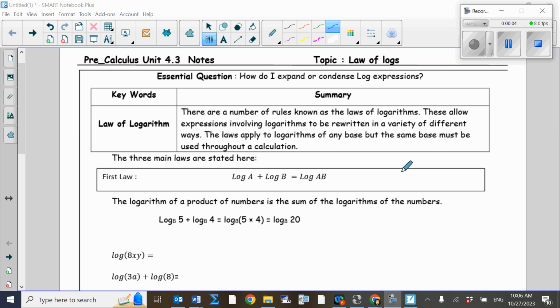Hi everyone. Today we're going to learn how to expand or condense log expressions. We're going to learn about some laws of logarithms here, and we're using them to simplify log expressions. The first law that we're going to learn is called the product law.